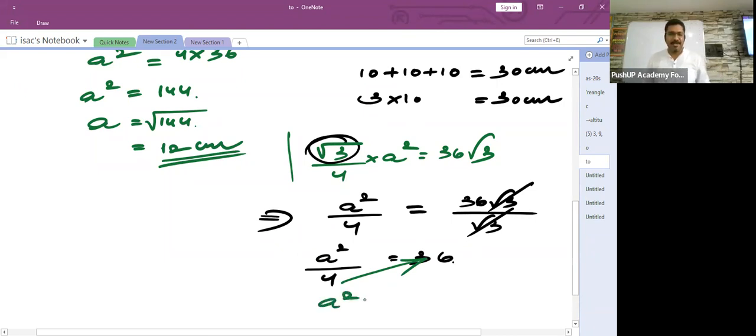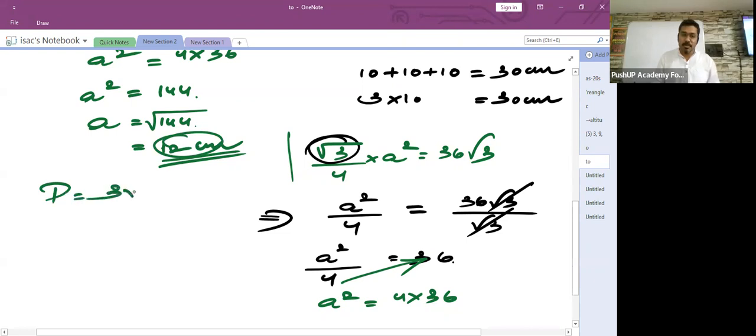Online students, is it clear? This side, it's clear, the calculation part. A square is equal to what? 4 into 36. It's not 36 by 4, okay? A square is equal to 144. So A is equal to 12 centimeter. If A is equal to 12 centimeter, how much would be the perimeter? 3 times A. So 3 into 12, which is equal to 36 centimeters.